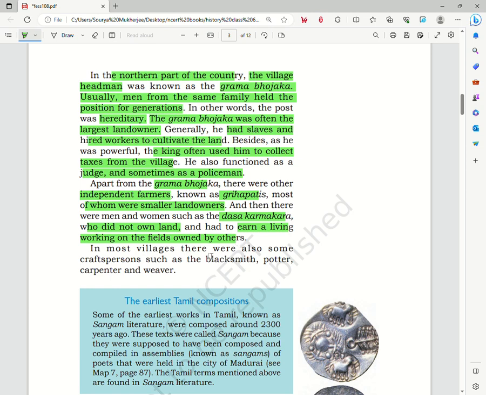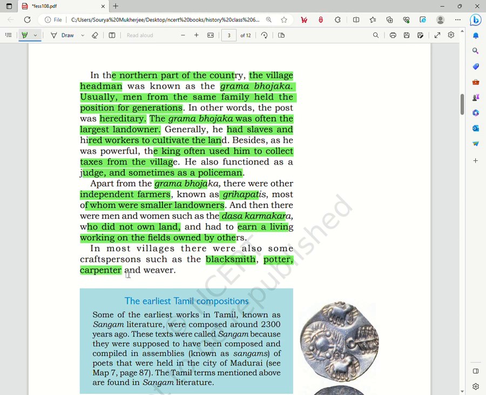In most villages, there were also some craftspersons, such as the blacksmith, the potter, the carpenter and the weaver. So, other than the agricultural farmers, these villages also contained other craftspersons. Now, these people made things that were necessary in daily life. The blacksmith used to make different tools that were mainly used in agriculture and other purposes. And the potter used to make all the different kinds of pottery, such as mud bowls and different types of containers to store items such as agricultural grains and so on.